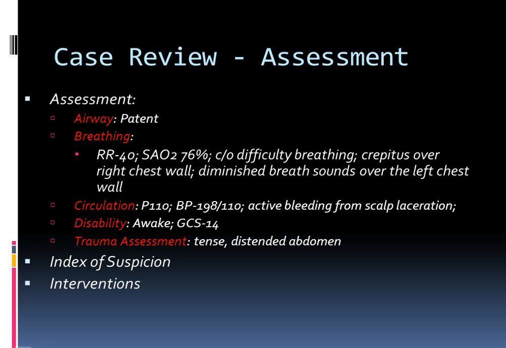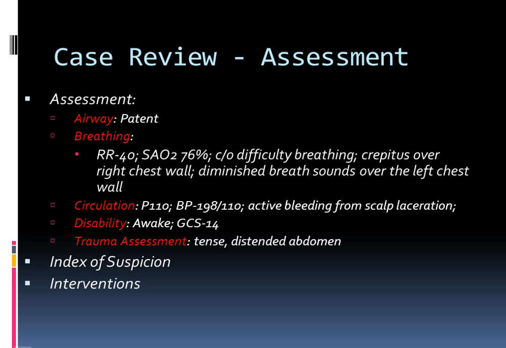So this gentleman is awake. He's got a GCS of 14. His trauma assessment shows a tense, distended abdomen. All right, so that tense distended abdomen tells me that he has probably got some kind of internal bleeding, because I go back to all of my breathing and my circulation, which are both extremely crappy. So my index of suspicion: this guy is sick, very sick.